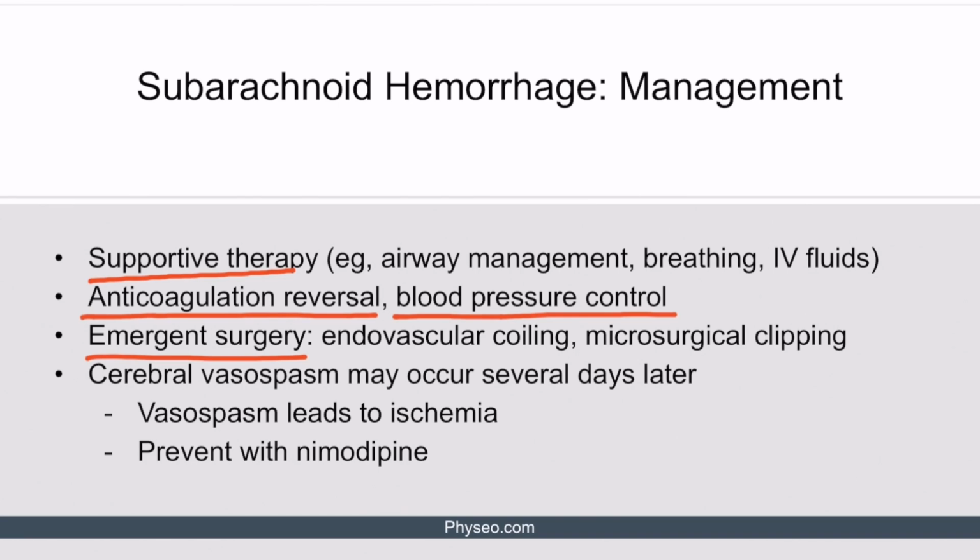One potential complication of a subarachnoid hemorrhage is cerebral vasospasm, which can occur several days after the hemorrhage onset. In cerebral vasospasm, the arteries that supply the brain, usually the vessels that are part of the circle of Willis, narrow and spasm, leading to impaired oxygen delivery and ischemia of brain tissue. Importantly, clinicians can prevent cerebral vasospasm by administering nimodipine in patients who have had a subarachnoid hemorrhage.